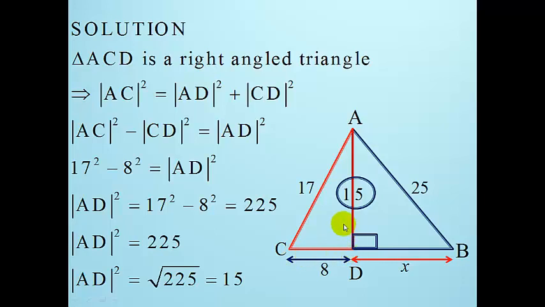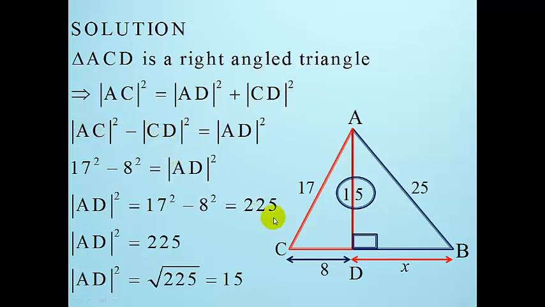We know that AC square, that is the longest side square, is equal to AD square plus CD square. So that is how come we have AC square equals AD square plus CD square. Now, because we are searching for AD, we make AD the subject. That means that plus CD square on the right hand side becomes minus CD square on the left hand side.